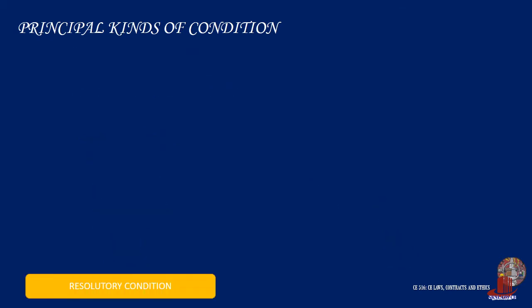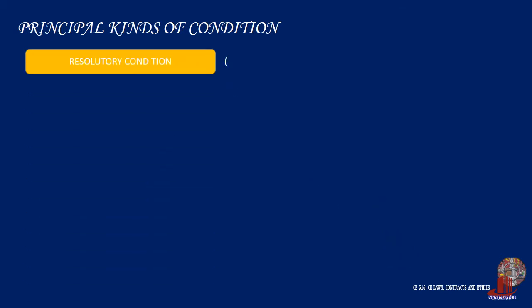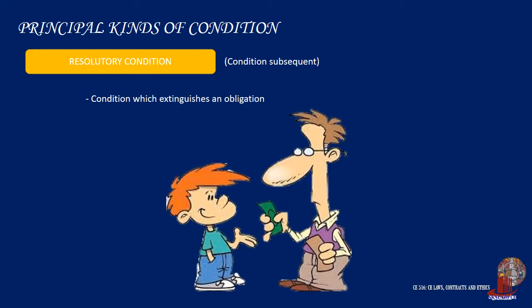The second is resolutory condition or condition subsequent. This is one the fulfillment of which will extinguish an obligation or right already existing. For instance, parents' obligation to give their children allowance or pocket money ends after their children's graduation from college.